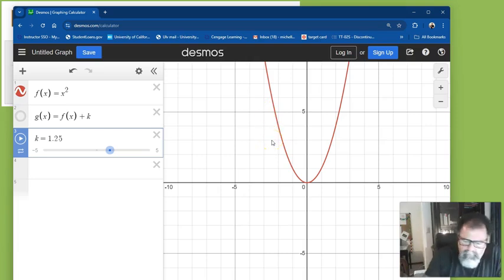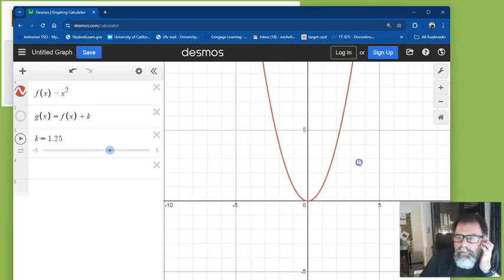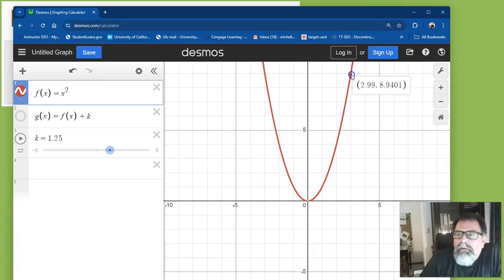If you were to go to, like here, this would be (1, 1). If we made our table of values, 0 squared is 0, 1 squared is 1, 2 squared is 4, 3 squared is 9. And then you have the mirror image points over here.